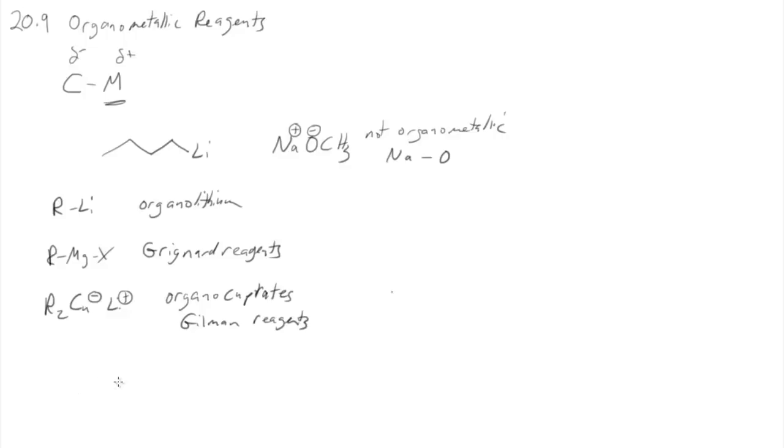So what makes organometallic reagents interesting is how they react. They react as if we have our carbon side with a negative charge and the metal side with a positive charge. So instead of our carbon being an electrophile like it has been for all the reactions we've been seeing so far, our carbon now can be a nucleophile.